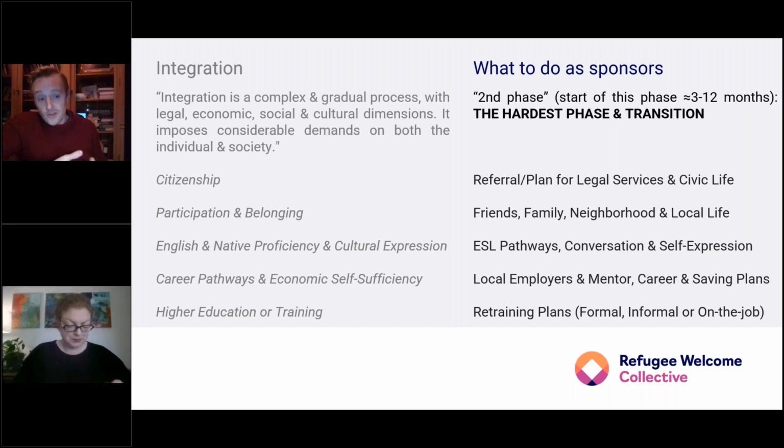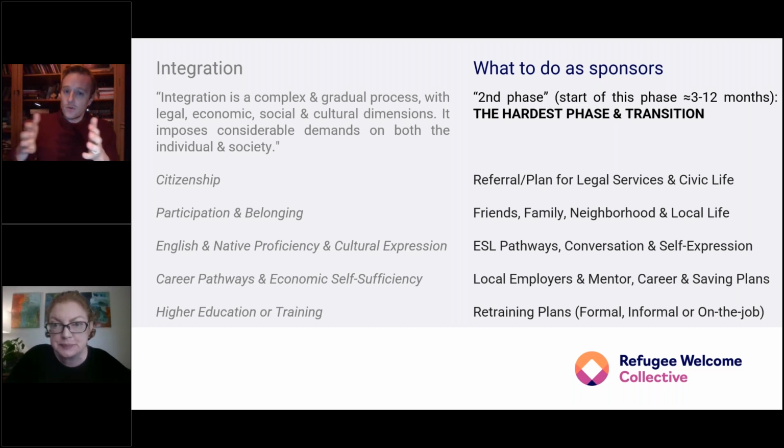You can contribute to helping them find their career pathways by, again, knowing who the local employers are in their area of work, connecting them to a professional mentor from the same career path that they had so that they can continue to get advice, and just helping them know, okay, well, based on the career that you had or that you're interested in in the US, what are some of the steps that you could be taking to pursue your career plan and also to start saving up the money that you might need for those investments in your career that you're going to need?